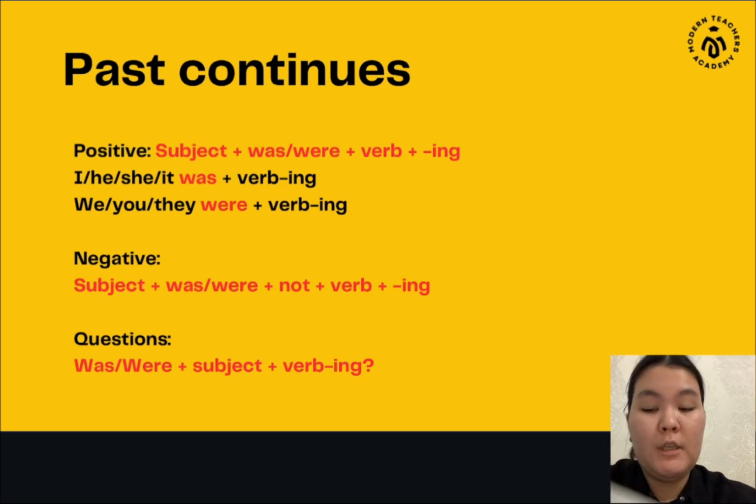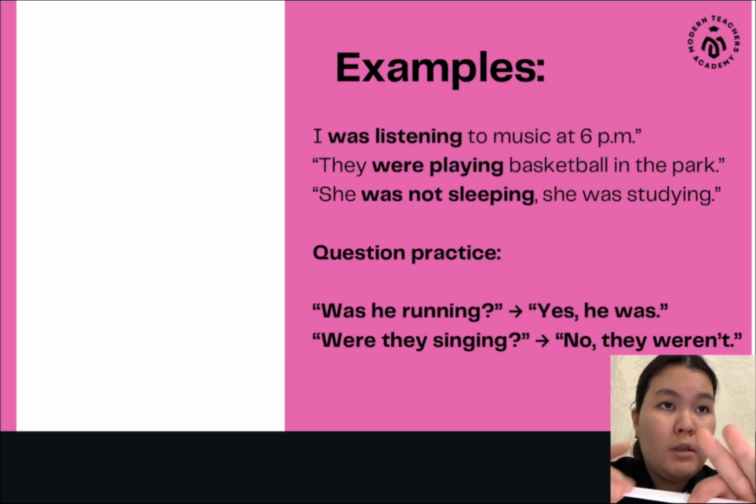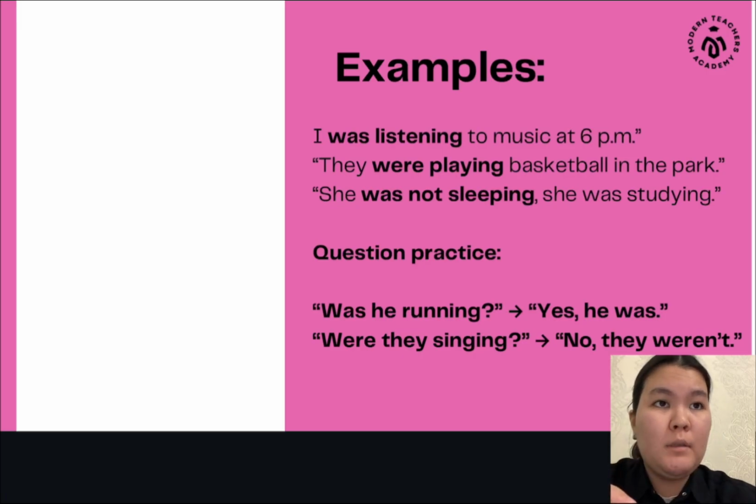She wasn't watching TV. And also how we make the question form. We start with was or were, then we put the subject, and after the subject we put the verb plus ing. Example: was he studying? As you see, we started with was, then he is our subject, then studying is our verb plus ing. And here you can see some simple examples.